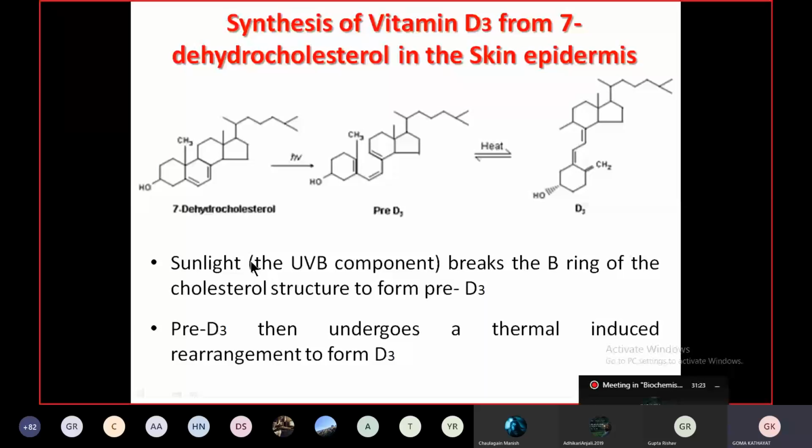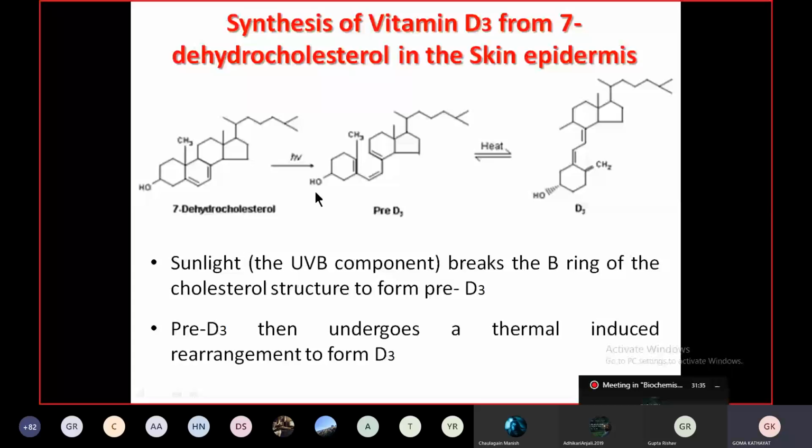See, the sunlight breaks the ring B. We have already discussed this, right? This is ring A, B, C, and D. Ring B is opened in the presence of UV rays, and this leads to the formation of vitamin D3, that is cholecalciferol.